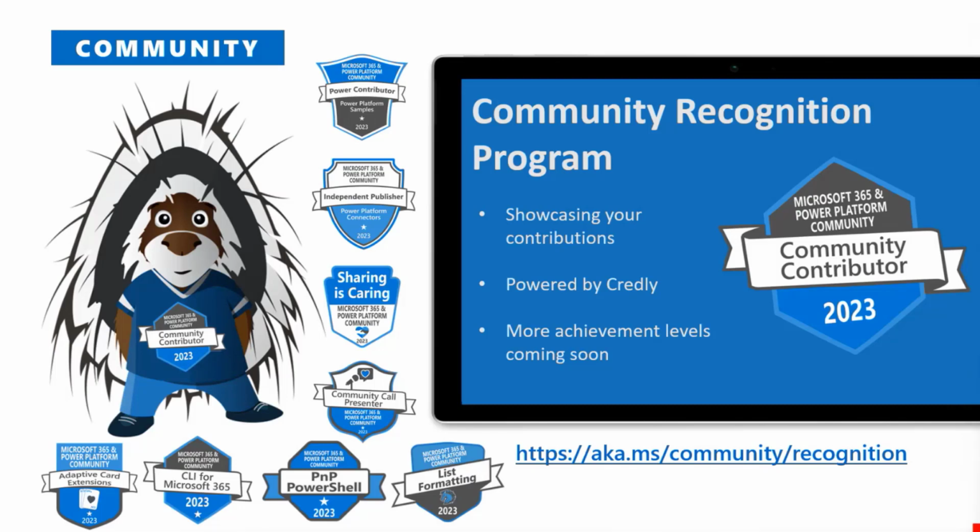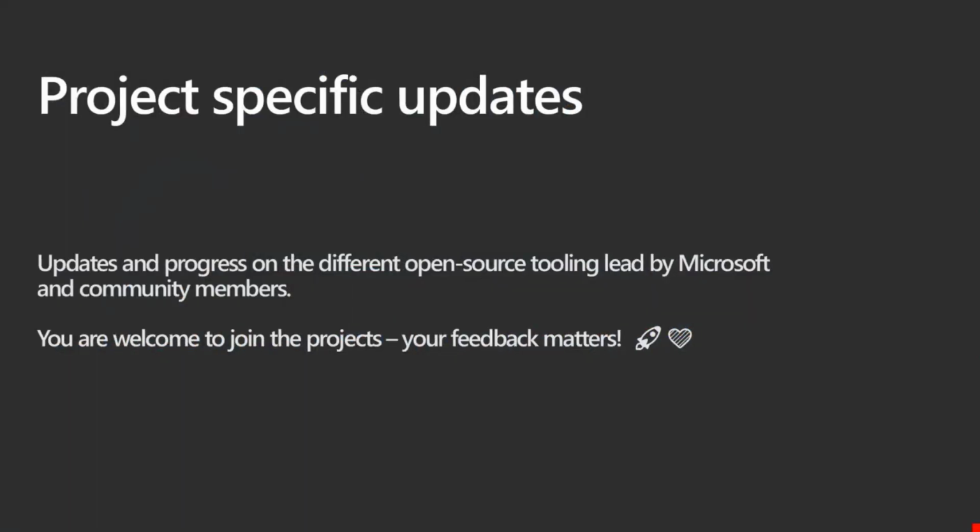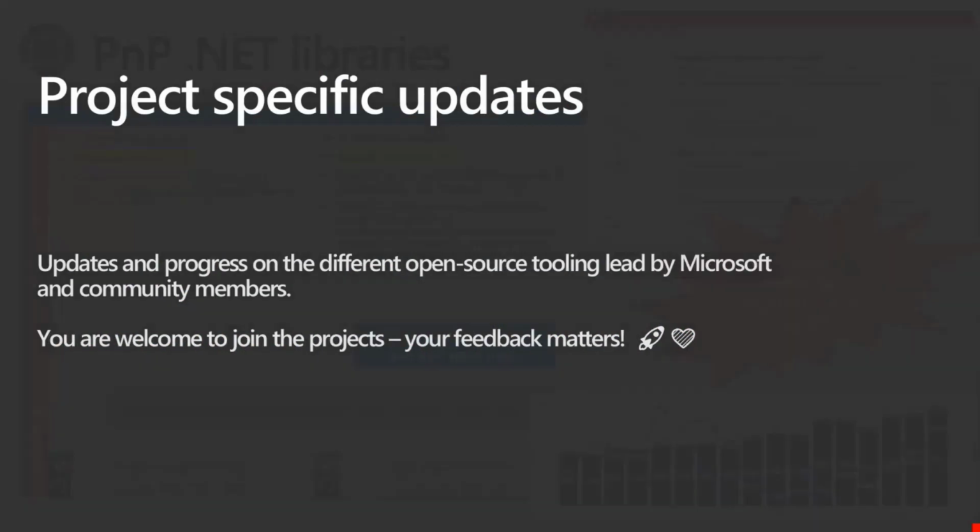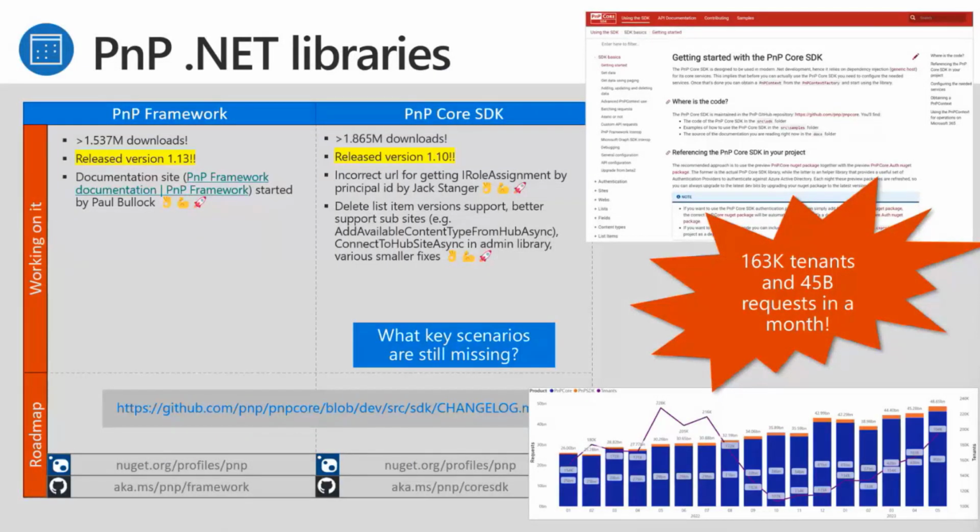All right, now let's move over to some project-specific updates. And today for PnP .NET libraries, Vesa is going to cover. Excellent. Quickly in here, we do have two libraries, PnP Framework and PnP Core SDK. Core SDK is the more modern one, which you should be using if you start doing operations within Microsoft 365. Behind the scenes, it's using APIs and prioritizes Microsoft Graph, but it creates a wrapper on top of the Graph to make it easier to actually implement stuff in .NET. And that's the whole idea of these two libraries.